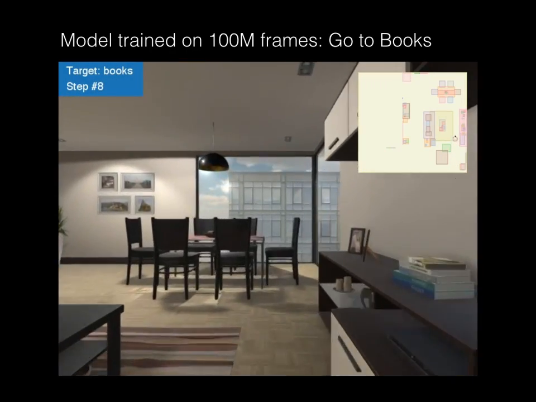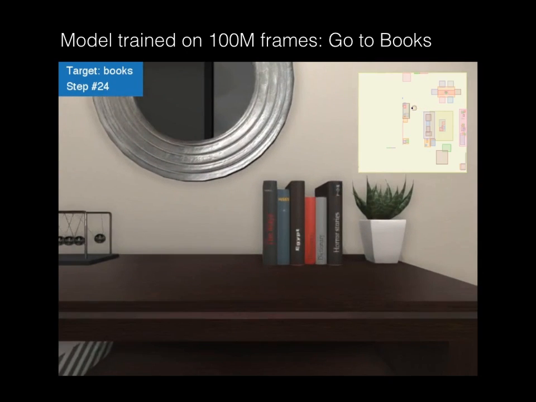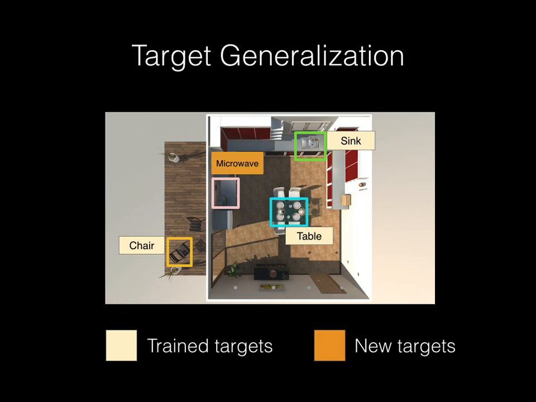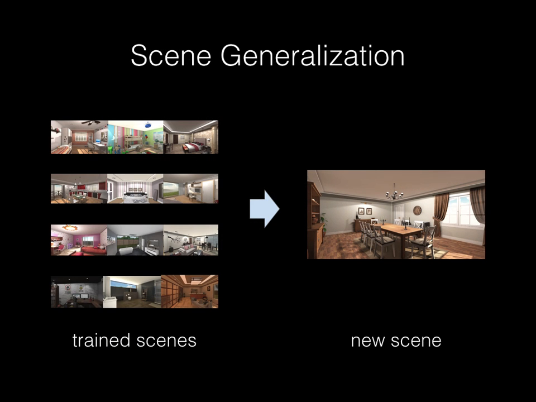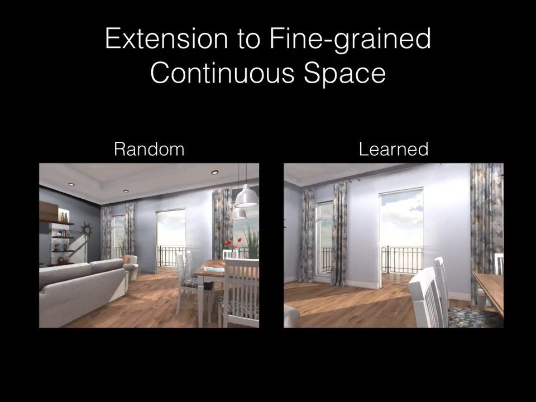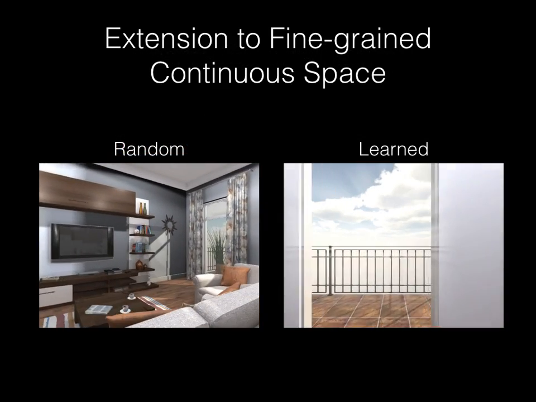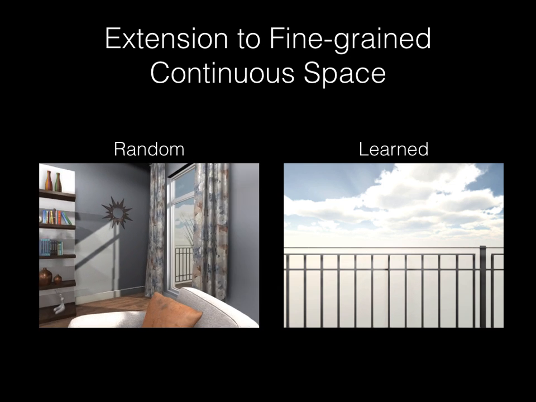Here is another example that shows navigation toward books. Our deep reinforcement learning model learns to navigate to new targets that are not used during training. We also show that the model can navigate to find targets in a new scene. We also show the extension of our model to continuous space. This involves physical interaction and handling noisy movements.